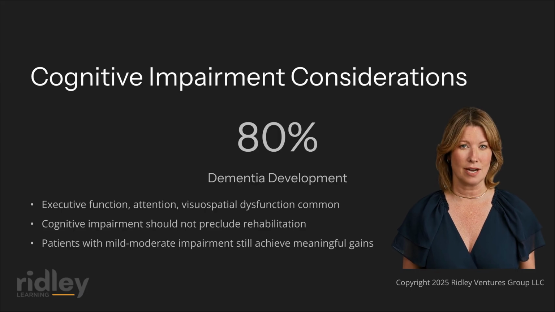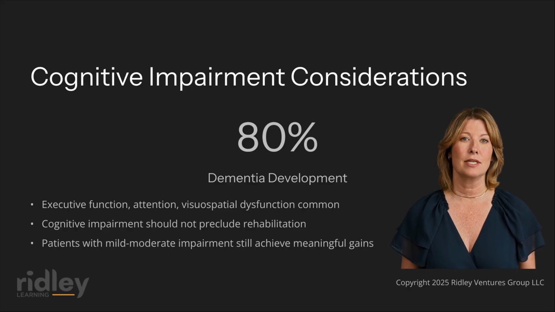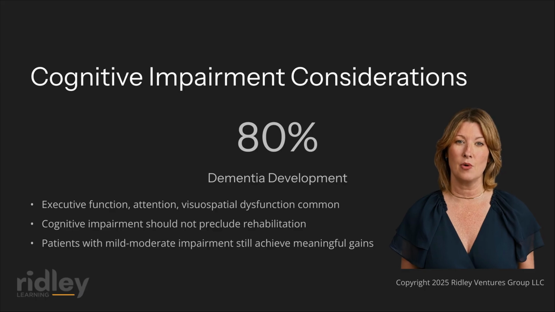Instruction should be simplified, using clear and concrete language, breaking complex tasks into smaller steps, and providing demonstration along with verbal explanation. Instructions should be repeated as needed, with verification of understanding before proceeding. Written instructions and visual cues can support recall between sessions and guide home exercise performance. Session structure should be consistent and predictable, reducing cognitive demands related to orientation and adaptation. Environmental distractions should be minimized to support attention and concentration on therapy tasks.